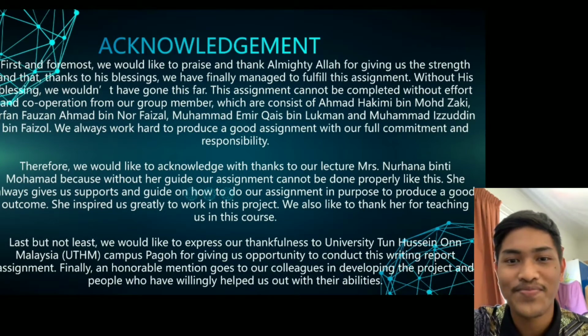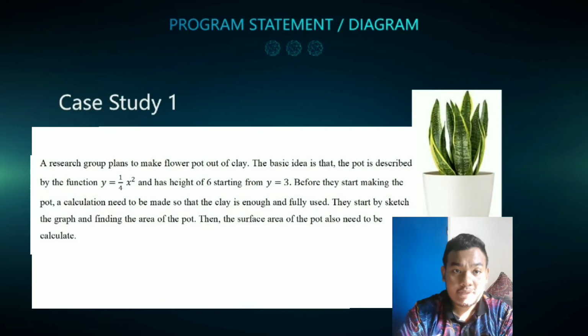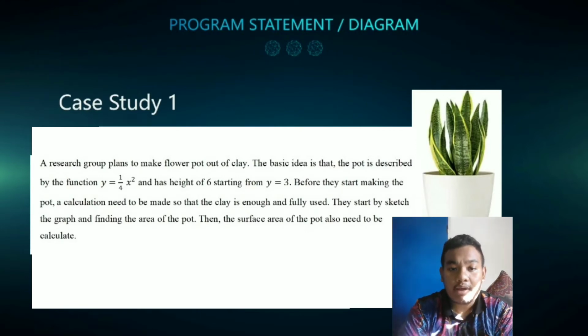Thank you. Okay, for the problem statement or the diagram, our group got case study number 1. The question is: a research group plans to make a flower pot out of clay. The basic idea is that the pot is described by the function 1/4 x squared and has a height of 6 starting from y equals 3.